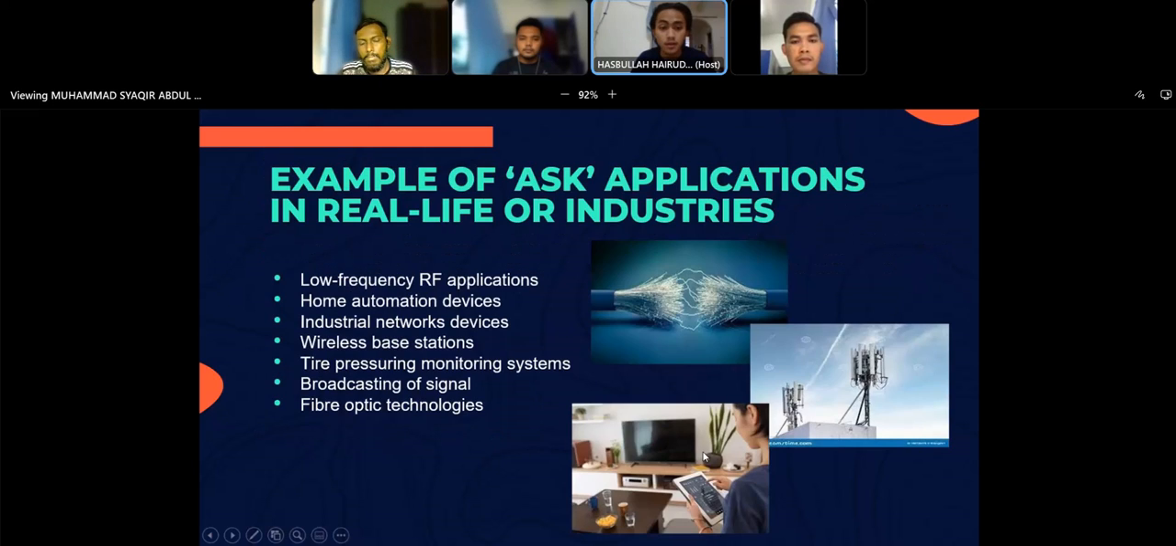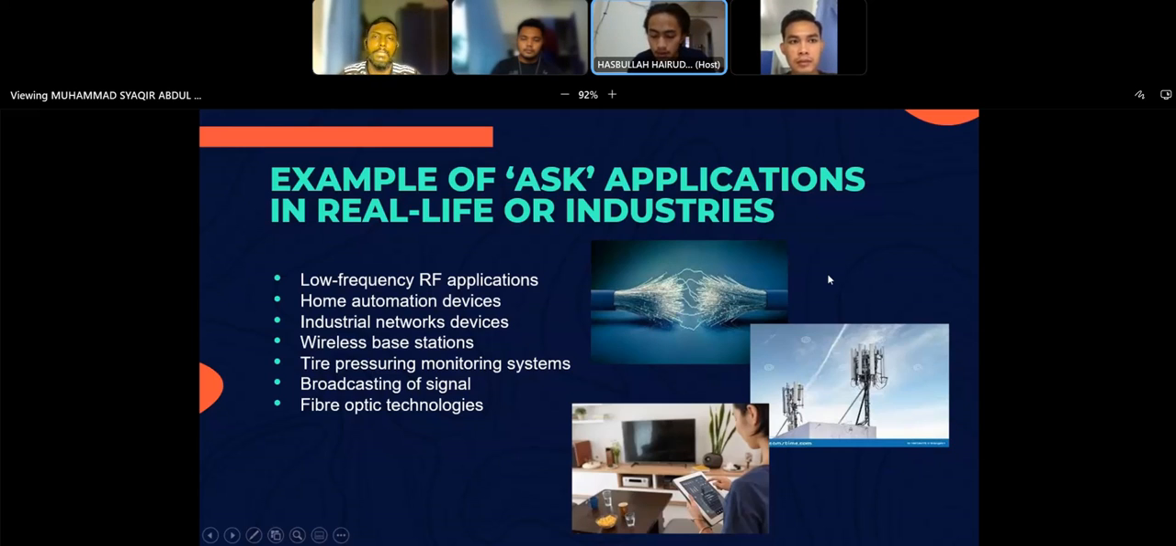Next, we go through the applications. This is an example of ASK application in real life or industry. We have low frequency RF applications. RF means radio frequency. Next are home automation devices, industrial network devices, wireless base stations, tire pressure monitoring systems, broadcasting of signals, and fiber optic technologies.